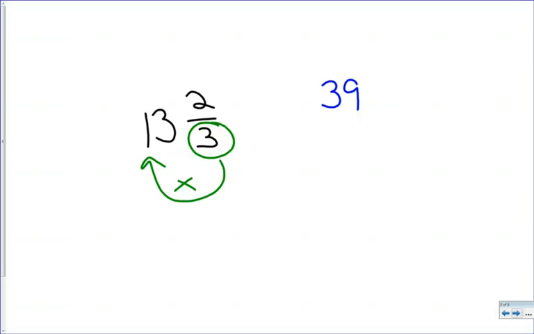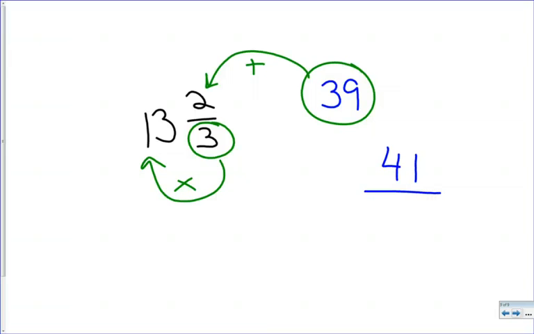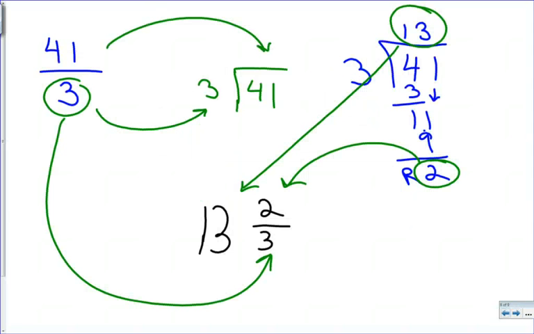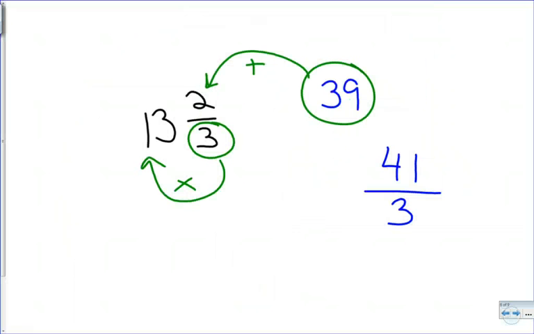But I'm not done yet. Once I've done that, I then take that number and add it to that number. Becomes 41, that's right. And the denominator stays the same. And we're done. And notice 41 over 3 is exactly the same as where we started. We went from there to a mixed fraction, and then from a mixed fraction back to an improper fraction. And that's all I wanted to get across to you guys today, is that concept.